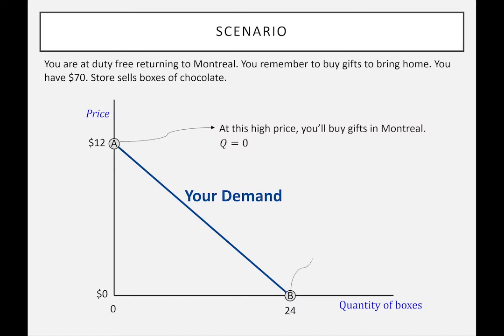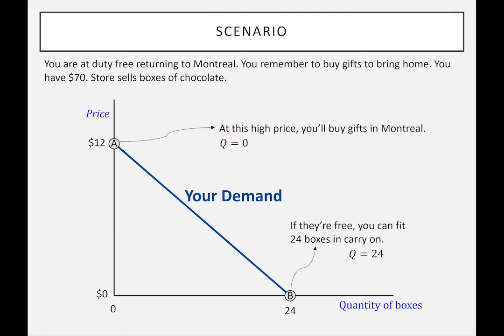At the other extreme, let's imagine this point down here is a promotion. They're giving away boxes for free, so the price is zero. In which case you'll pick up 24 boxes. Why? Because you can fit 24 in your carry-on. So this is just an example. I need a demand curve of some sort. The point here is that if the seller chooses a price of $12, you don't buy any. And if, on the other hand, he sets a price of zero, you'll take 24 boxes.